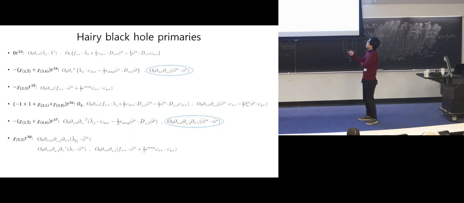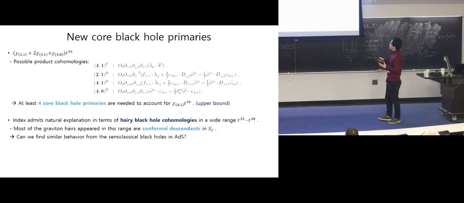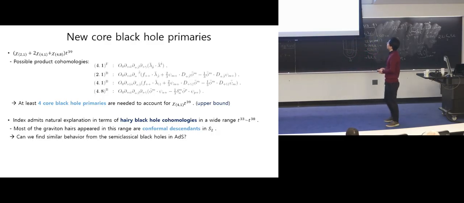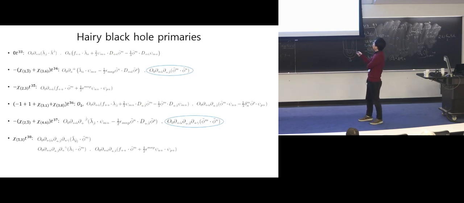Of course, this cannot explain all of the N=4 super Yang-Mills index. We need to find other new black hole operators if you go to high enough orders. But anyway, these hairy black hole type cohomologies explain quite a wide range of our index. And I want to ask: can we find similar behavior from semi-classical black holes in AdS? So can we construct new supersymmetric hairy black holes based on our observation, meaning that only gravitons having large enough angular momenta can dress our black holes?